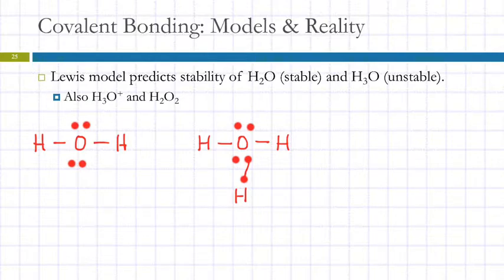No, oxygen there has 9 electrons. That's not good. So H3O doesn't happen. It's unstable. If it should happen, it's going to fall apart very quickly and make something that is stable.